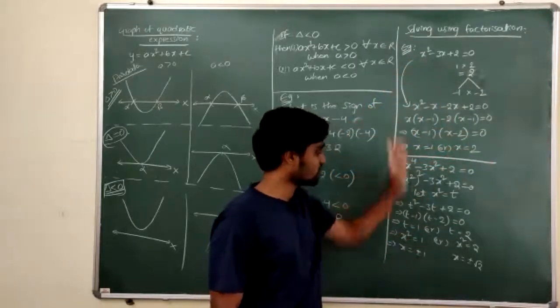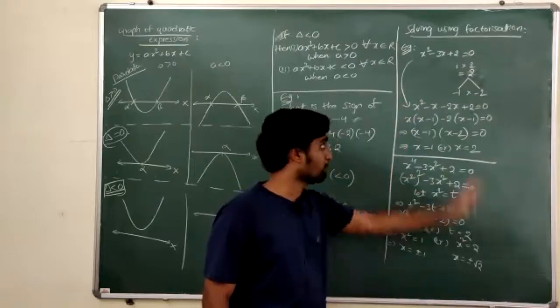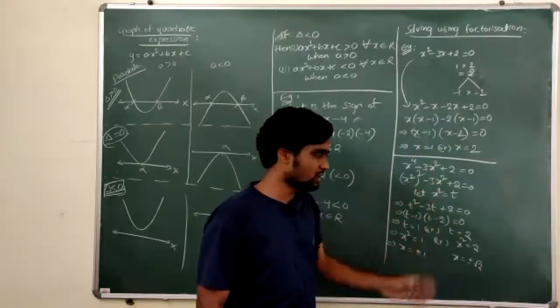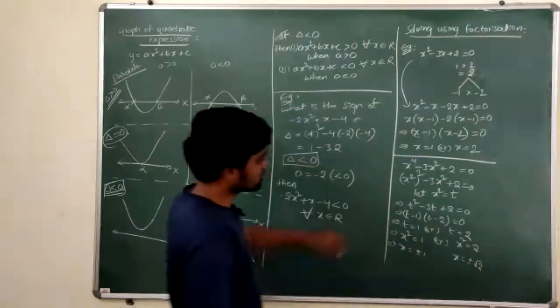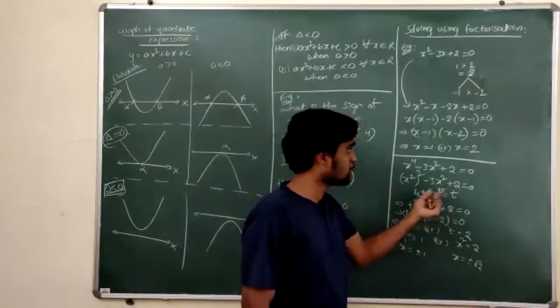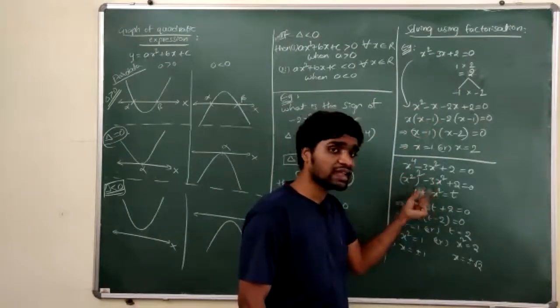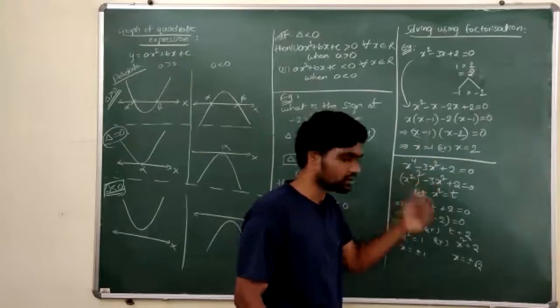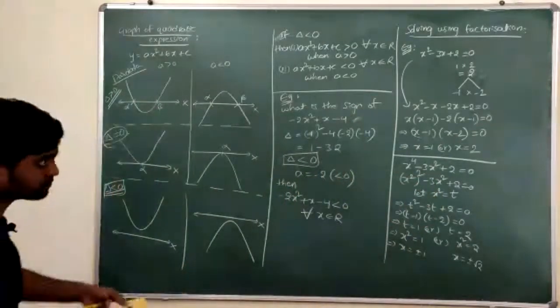Okay. So unlike the earlier one, it has 4 roots. But the coefficients taken are the same, just to make you understand it. So this is also a quadratic, but not in x. It is a quadratic in x square. All right. Now, next one.